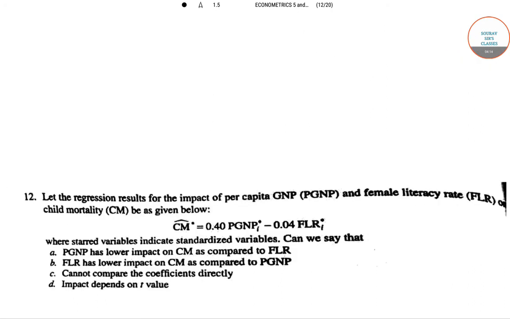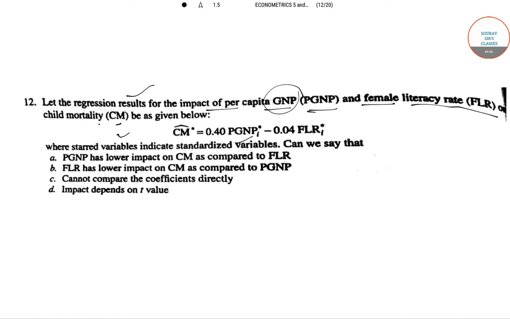Coming to question number 12, the linear regression results show the impact of per capita GNP, the PGNP, and the female literacy rate on child mortality. Now, when a star variable indicates a standardized variable, can we say PGNP has lower impact on CM as compared to FLR? FLR has lower impact on CM as compared to PGNP? Or we cannot compare the coefficients directly and the impact depends upon the t value?